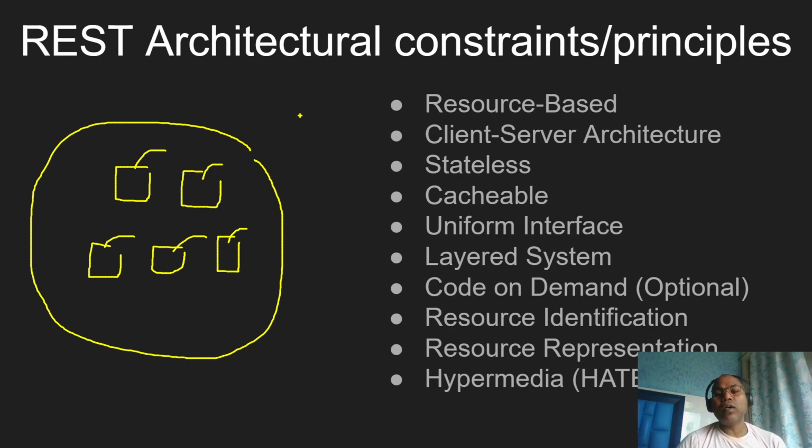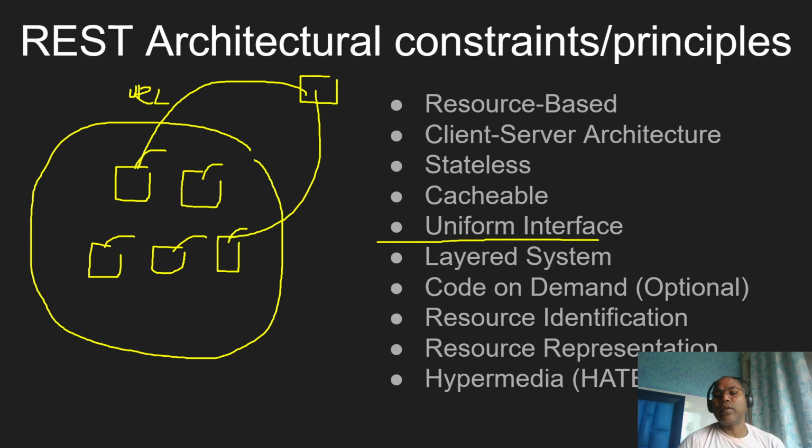So how does our client UI application, the front-end application, know which resource I want to call? Each resource must be uniquely identified. That requires the uniform interface. That means they uniquely identify, they define one URL. From the URL, the client knows, hey, I want to access this resource, I access this resource.